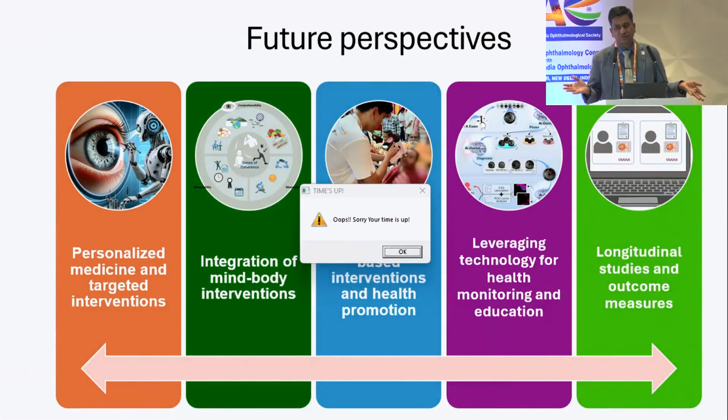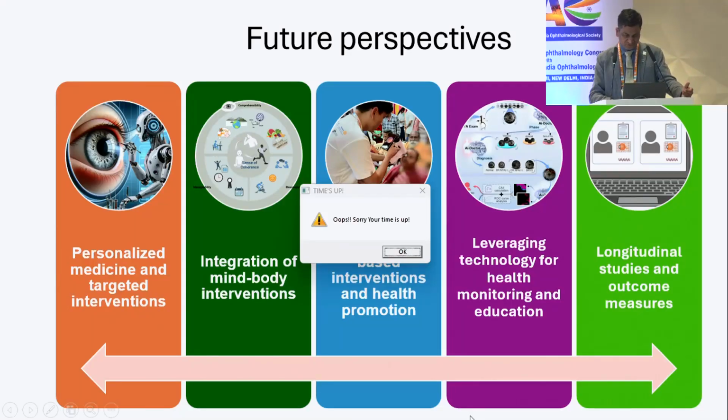And that gives us this future perspective, where the holistic concept will involve personalized medicine and targeted intervention, which we are doing to a certain extent. However, what we need to do is integrate mind-body interventions at some stage. We do it in a small way in our clinic, but we probably need to do it for every single thing, maybe a uveitis care nurse, a uveitis support group, something like that. And then interventions and health promotions.